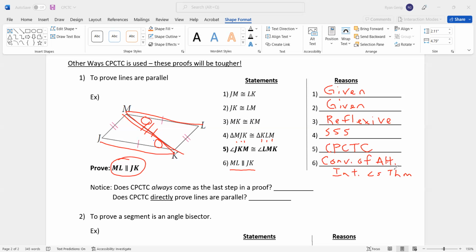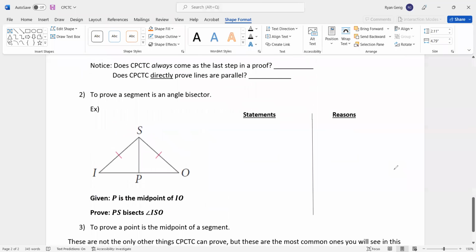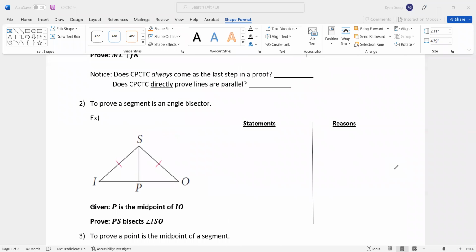Okay. I know that's tricky. I will ask you to be doing that. I don't know if I'll put it on a test, but you should understand where that's coming from. Does CPCTC always come as the last step in the proof? Hopefully you saw that. No, it does not. Does CPCTC directly prove lines are parallel? No, it doesn't. It proves angles are congruent, which then you can use to say lines are parallel.